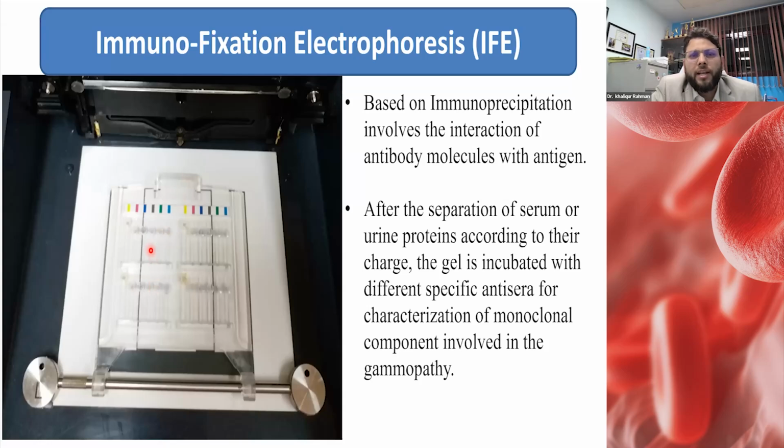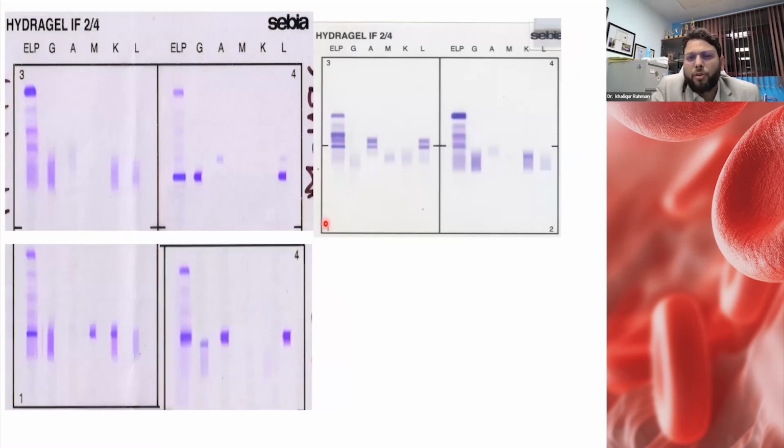Electrophoresis is complete. Then we put IgG, IgA, IgM, kappa, and lambda anti-sera in 5 wells separately. And whichever corresponding band we have, there is immunoprecipitation, and then we can see that band when we stain them with Coomassie blue or amido black stain, whatever we have. The gel looks something like this. So I said 6 wells: first, second, third, fourth, fifth, and sixth.